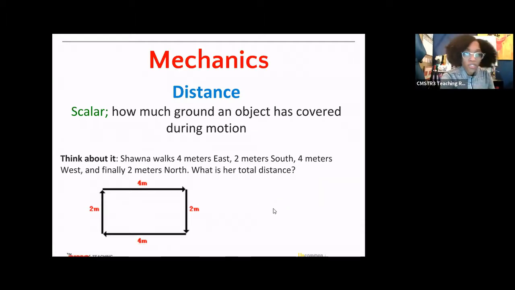So distance is just how much your object has moved. So how much ground you have covered during your motions. In my little example problem, it says Shauna has walked 4 meters east, 2 meters south, 4 meters west, and finally 2 meters north. What is my total distance in that problem?